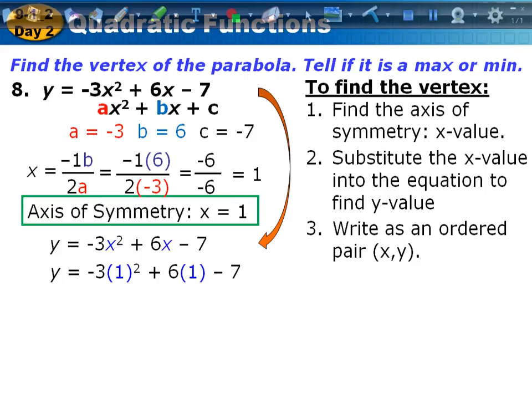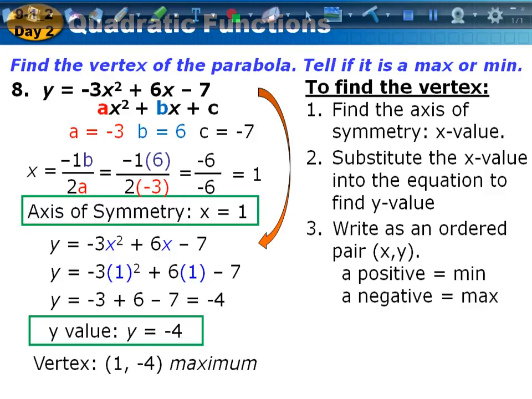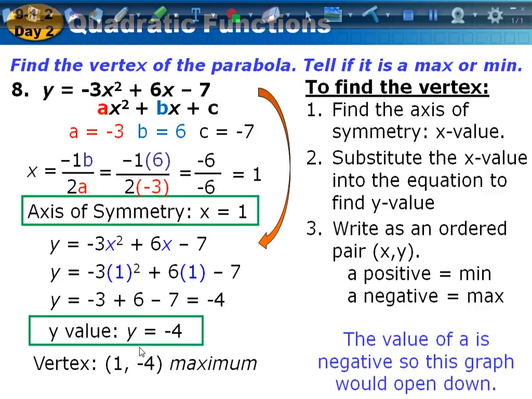So go ahead and do that. Y equals negative 3 times 1 squared plus 6 times 1 minus 7. 1 squared is 1 times negative 3 is negative 3 here. 6 times 1 is 6, and negative 3 plus 6 minus 7 is negative 4. So y equals negative 4. Our third step is to write it as an ordered pair. So we're going to say vertex 1, negative 4.